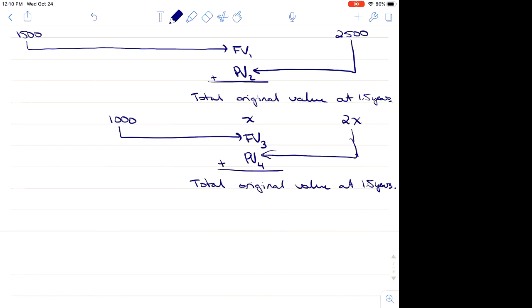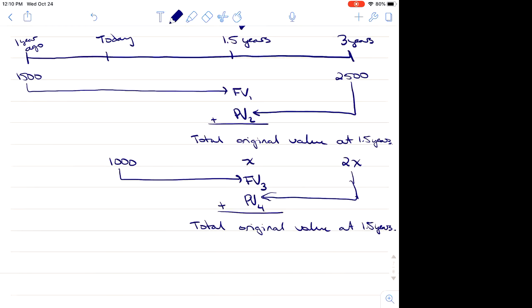So like I said, it doesn't matter what you use as your focal point or focal date, right? As long as you are drawing all your payments to the same date, doesn't matter where you do it. You just want to pick one with the least amount of work, usually. We like to do that.